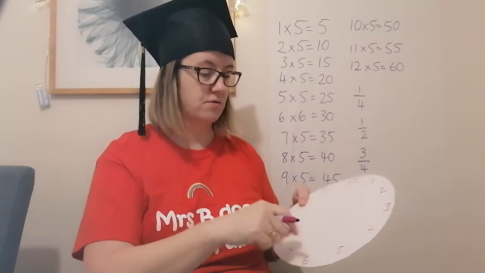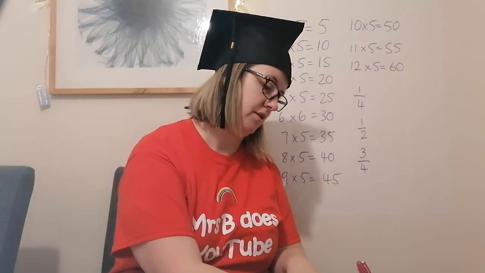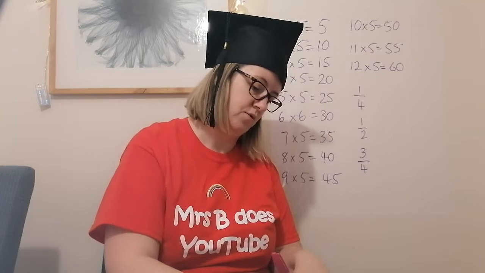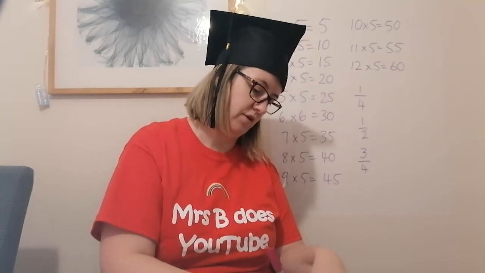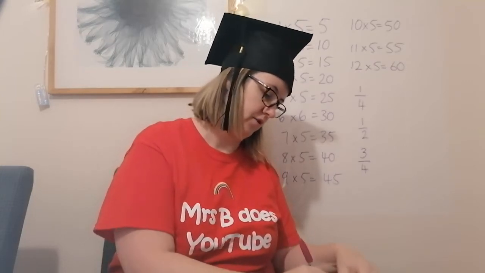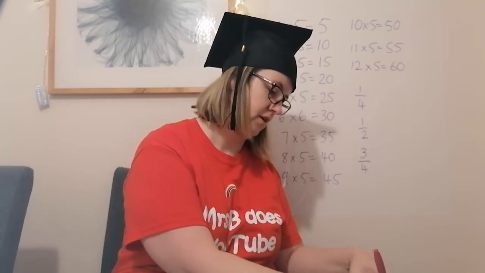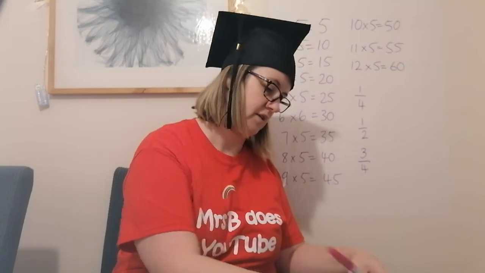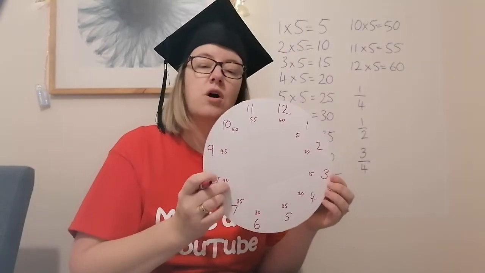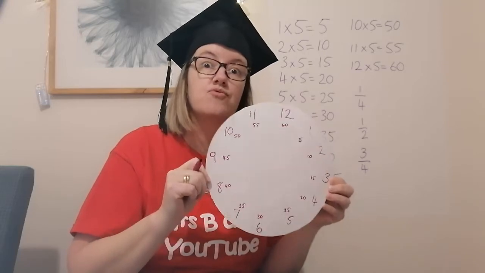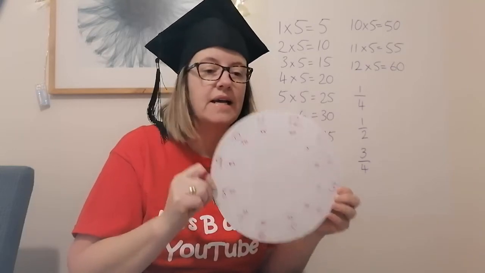You'd also write those numbers on if you wanted to. Let's do that. 5, 10, 15, 20, 25, 30, 35, 40, 45, 50, 55 and 60. Okay, so it's the corresponding times tables facts for the 5 times tables. Brilliant, I hear you say.